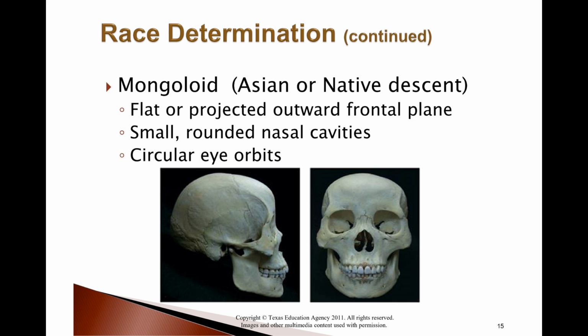So if you are Mongoloid, you tend to have a flat or projected outward frontal plane of your face. They are specifically talking about right here. See how it slopes down? Very straight. That would be your flat section. They tend to have small but rounded nasal cavities. So on this picture to the right, the nasal cavity, we're looking at the bottom part of the nose. Right here. See how it's kind of round? That's what they're referring to.